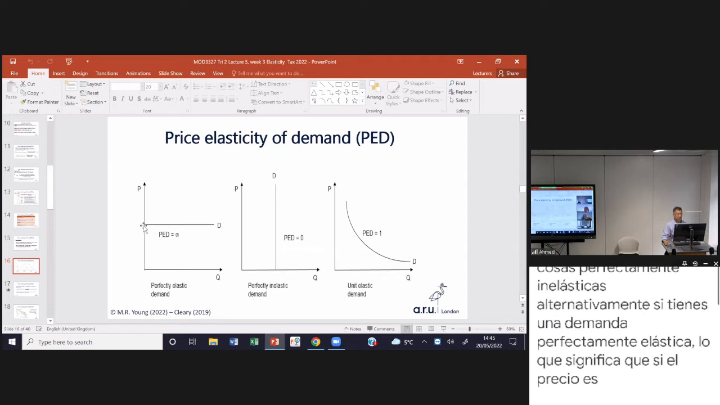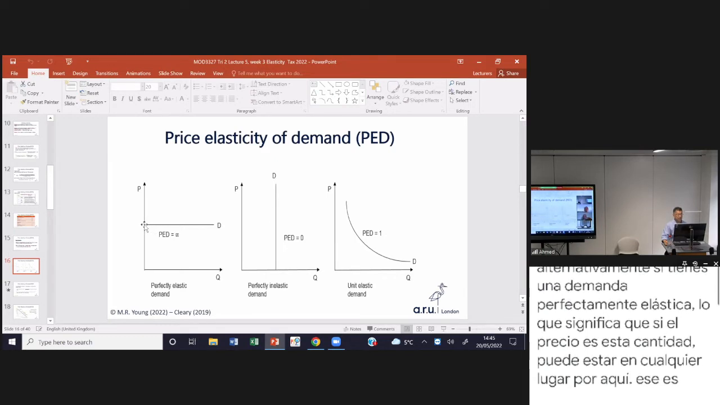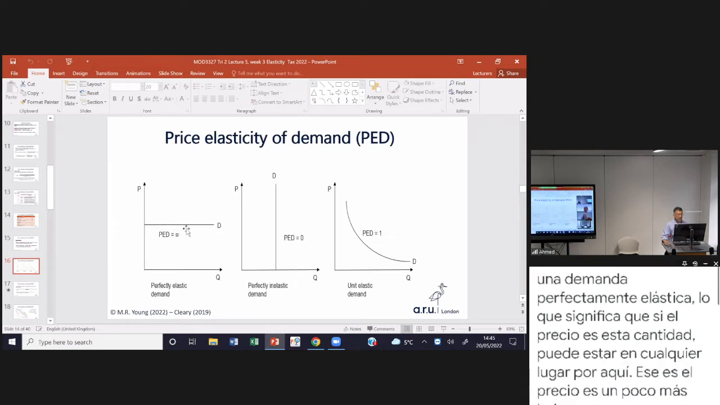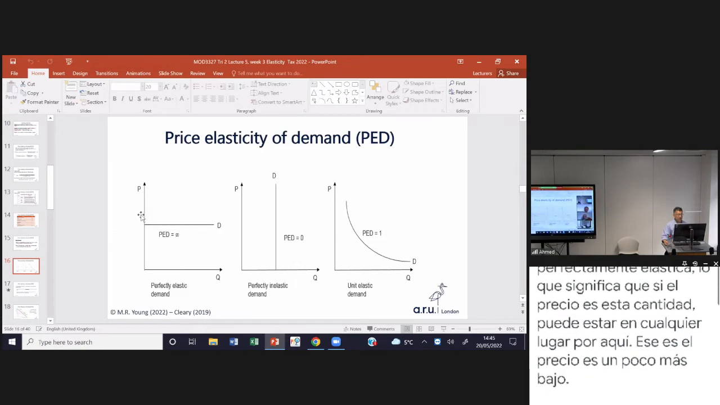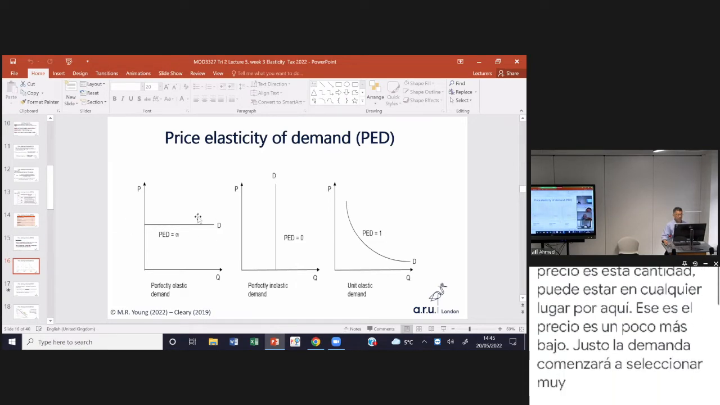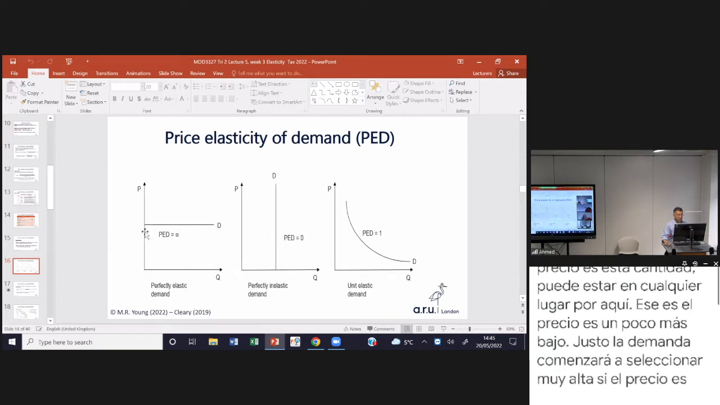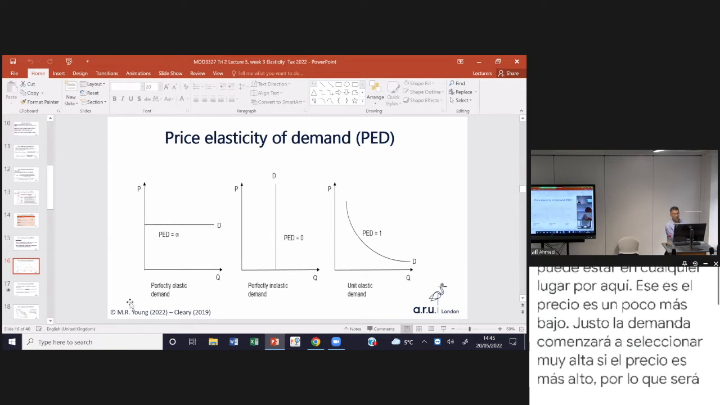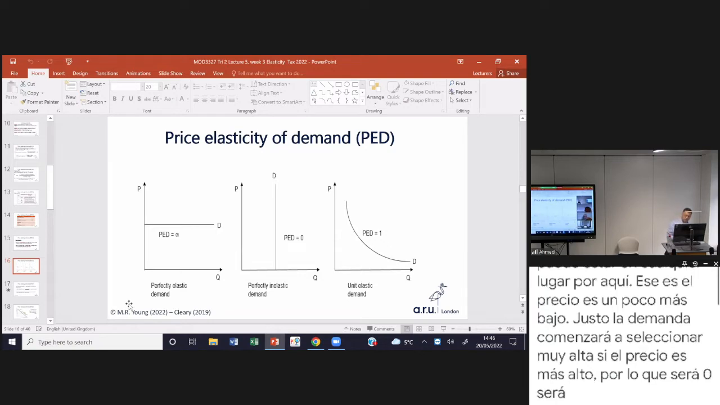Equilibrium. Now, if the price is a little bit lower, the demand will be infinite, very high. And if the price is higher than that, it will be zero. The demand will be zero if the price goes above this. Okay, so this is just trying to show you the extremes.